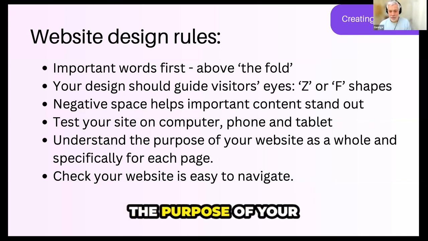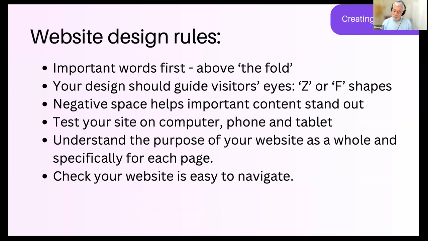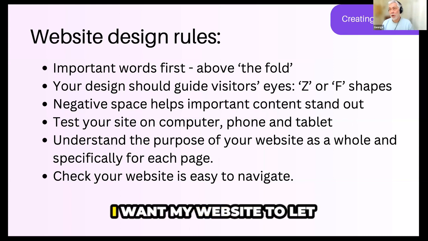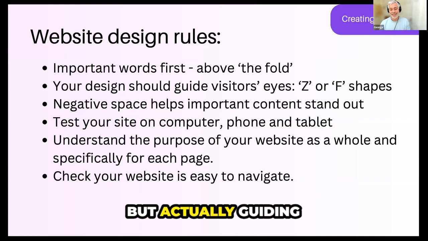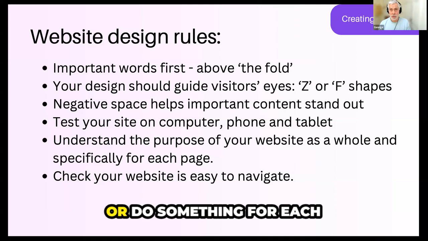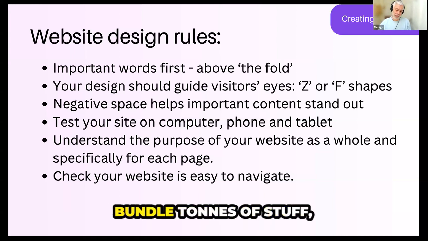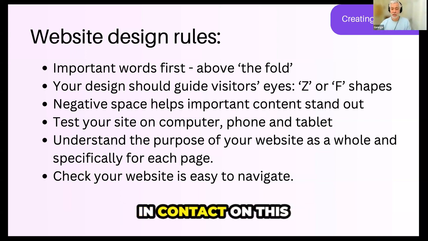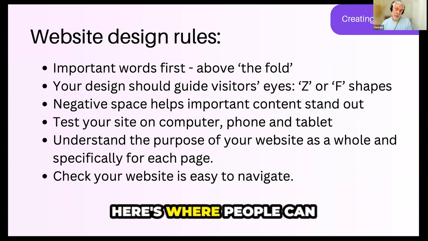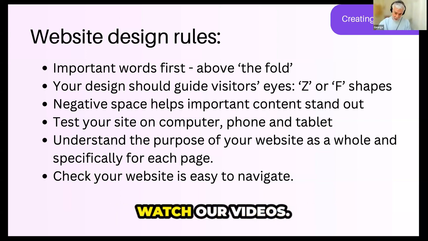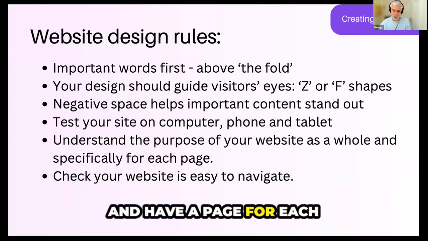The next is understand the purpose of your website as a whole, and specifically each page should have a purpose of its own. People will typically say, well, I want my website to let people know what we're doing, about my research. But actually, guiding people to know or do something for each specific page is a really useful thing to do. So rather than just bundle tons of stuff, you could say, here's where people get in contact on this particular page. Here's where people can download a toolkit. Here's where people can read our blog. Here's where people can watch our videos. Here's where people can, and have a page for each one of those things.